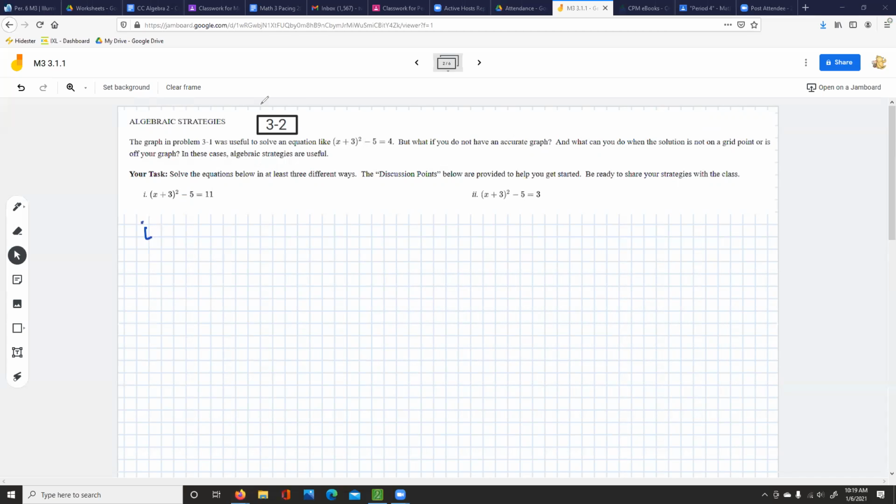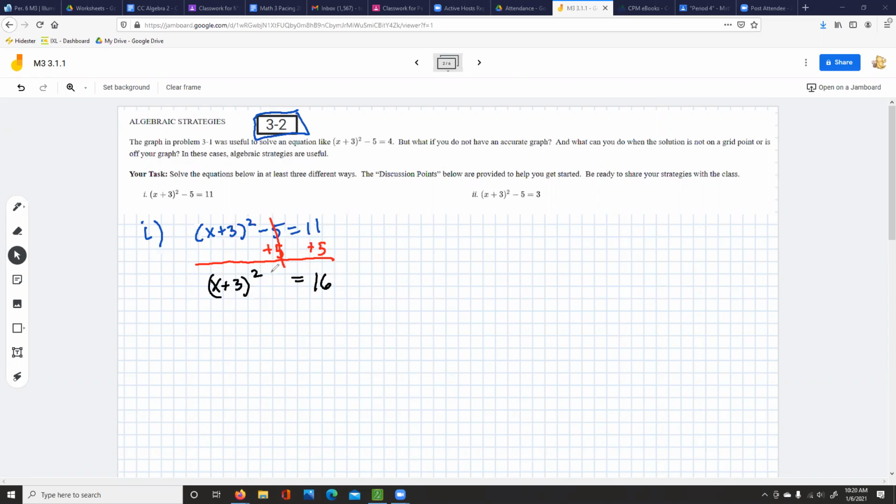So I'm going to put 3-2, number 1, is x plus 3 squared minus 5 equals 11. First step to solve this, what should we do? How about we add 5 to both sides, right? Solving for x, trying to get x by itself. So we're going to get x plus 3 squared equals 16.